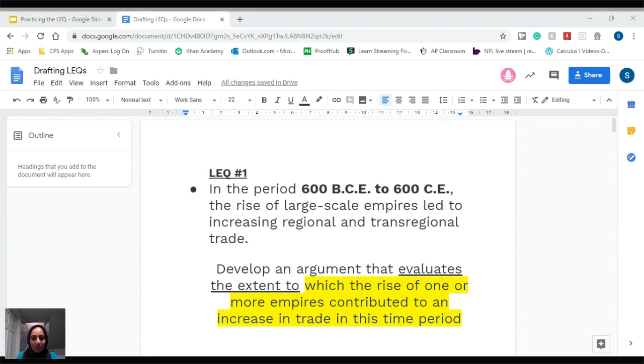Okay. Well, I think that's all for this stream. I really hope you guys learned something from this. I hope you use the outline techniques or the ways of breaking down the prompts, because they really do make it easier to write the LEQ.